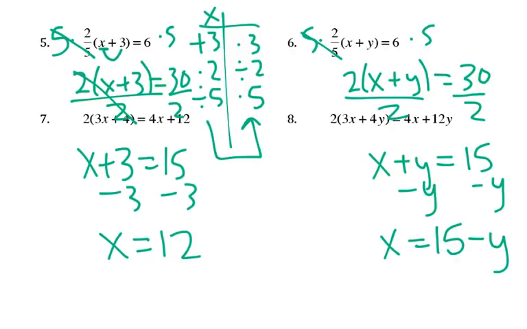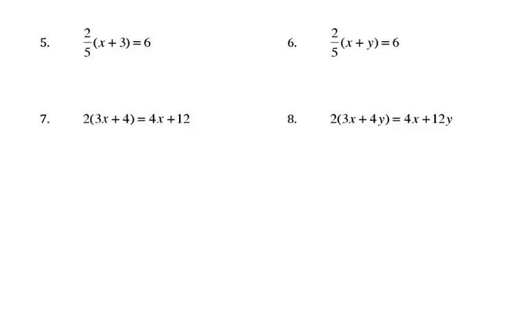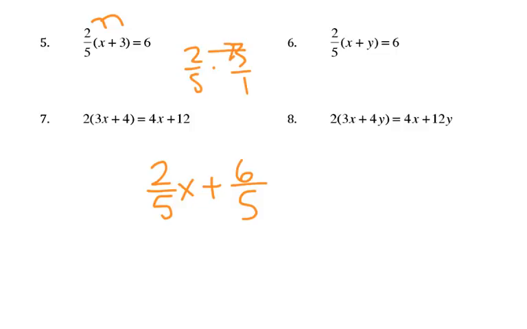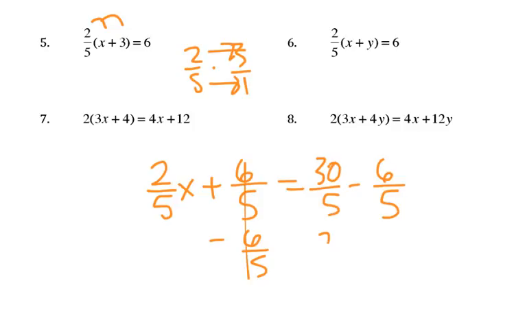There is one more way you can do these problems, but I don't like it as much, and that would be to distribute the 2/5 in. So you'd have 2/5 times x plus 6 over 5, which is what 2/5 times 3 over 1 would be, equals 6. Then I could even subtract 6/5 from both sides. 6 would be 30 over 5, and I'd end up with 2/5 x equals 30 minus 6 would give us 24 over 5.